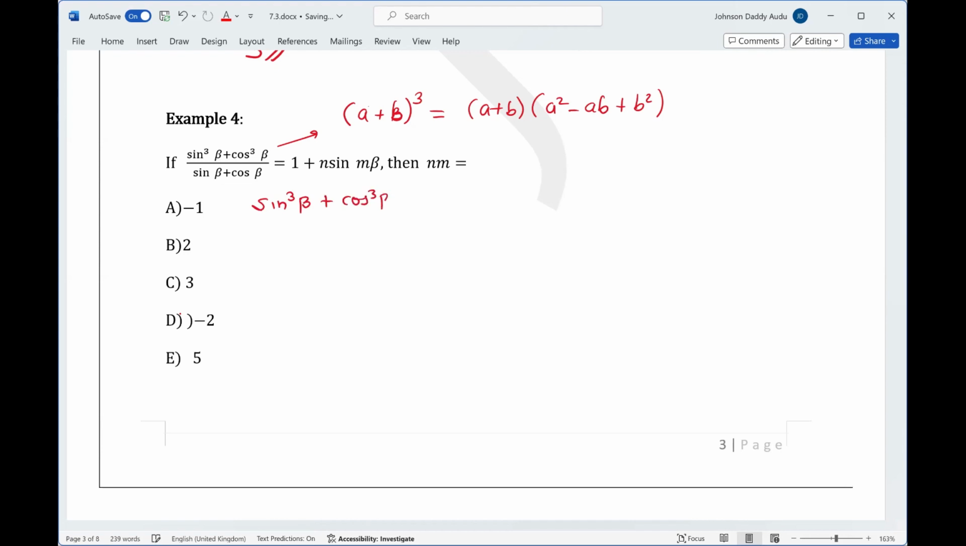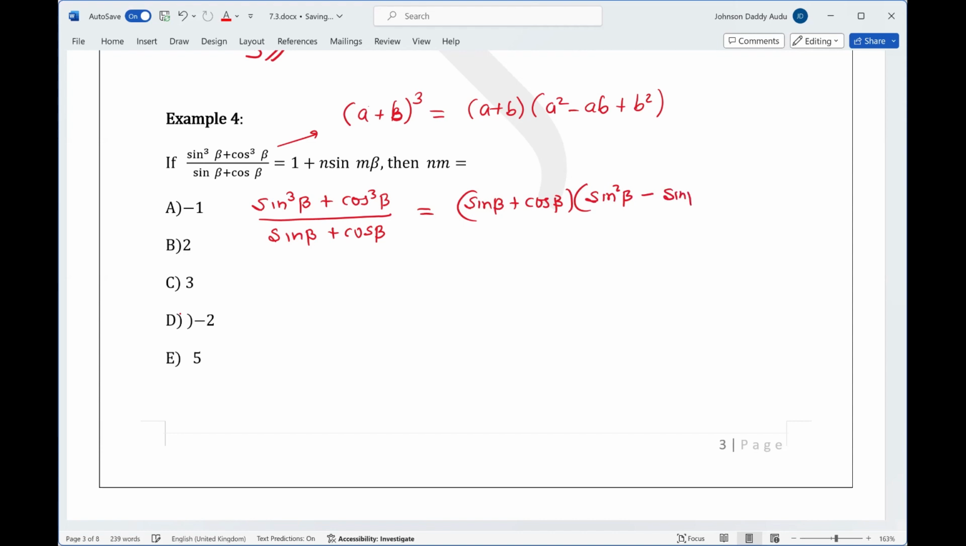Plus cosine cubed beta over sine beta plus cosine beta, right? This we can write as sine beta plus what? Cosine beta multiplied by what? Sine squared beta minus sine beta cosine beta plus cos squared beta, correct?